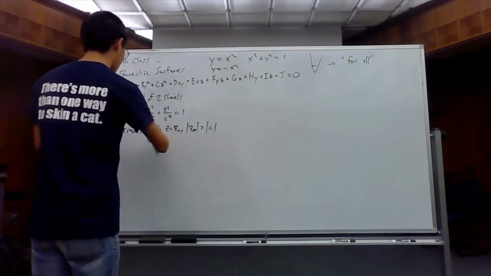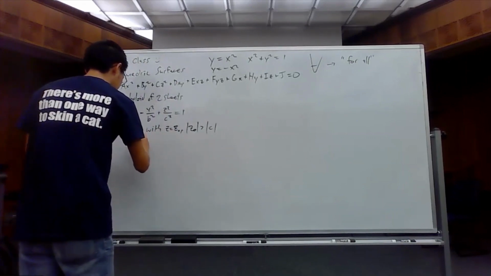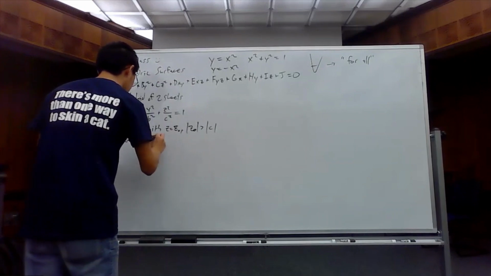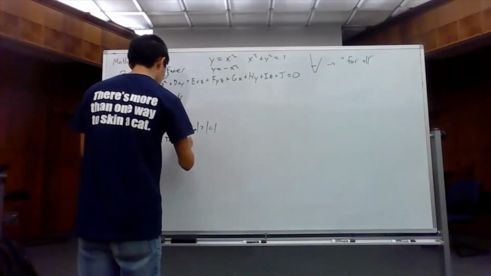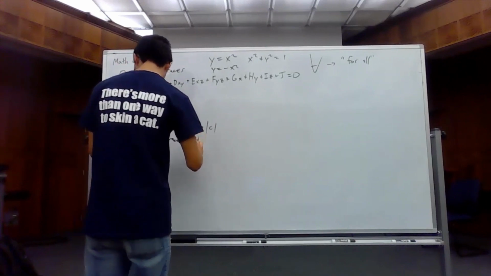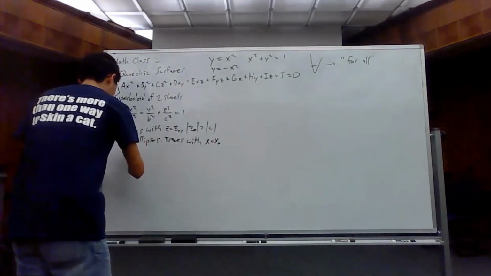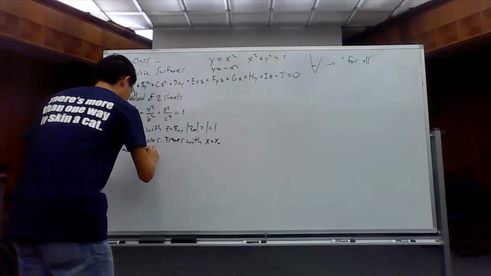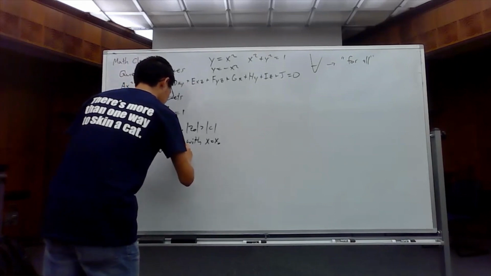So here, the traces with z equal to z naught are ellipses, and the traces with x being x naught and y being y naught are hyperbolas.